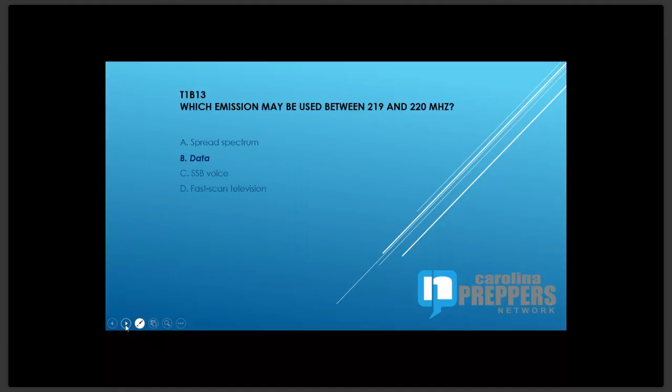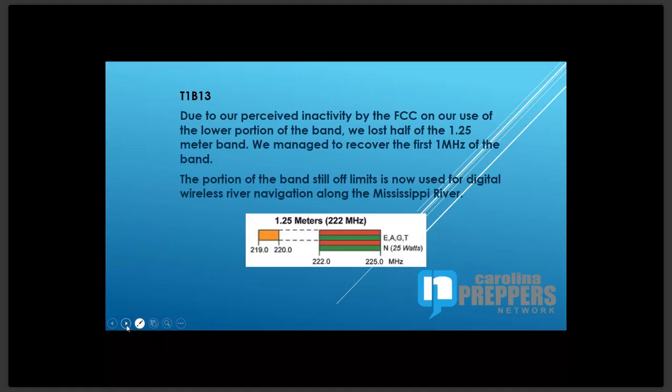Which emission may be used between 219 and 220 megahertz? And that's data.